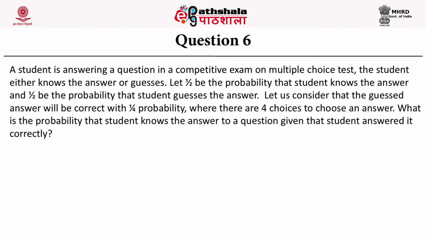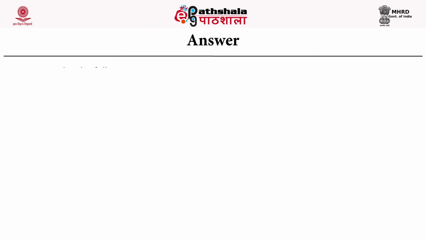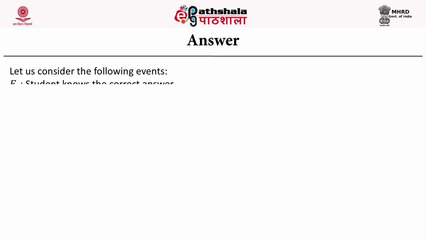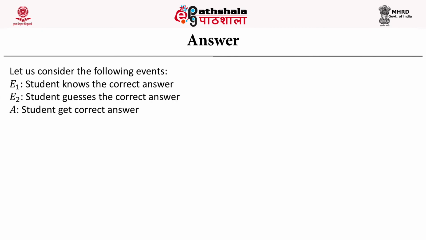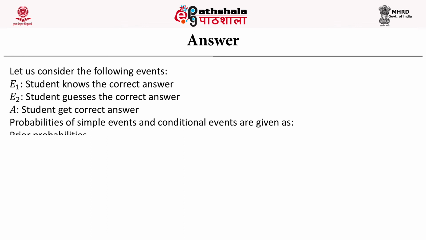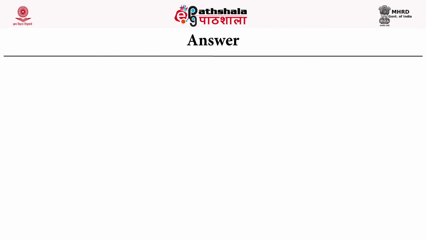So to solve this type of problem, we have to consider the following events. First we consider E1, that represents the student knows the answer correctly. E2 represents the student guesses the correct answer. A represents the student gets the correct answer. Probabilities of simple events and conditional events are given as prior probabilities. So probability of E1 is equal to 0.5 and probability of E2 is equal to 0.5.